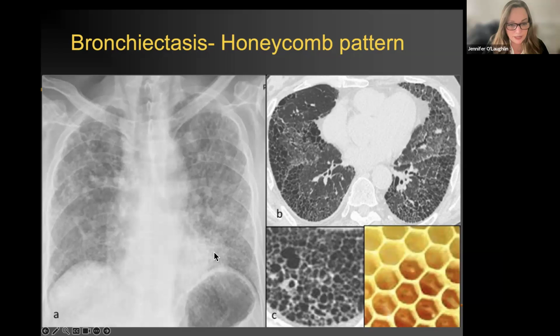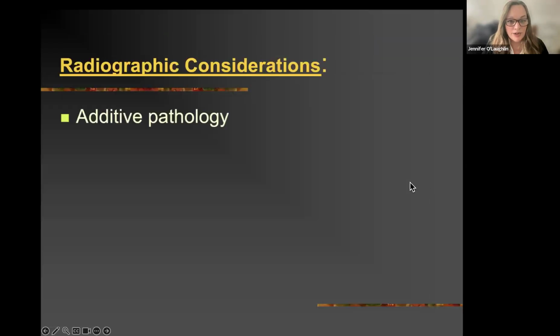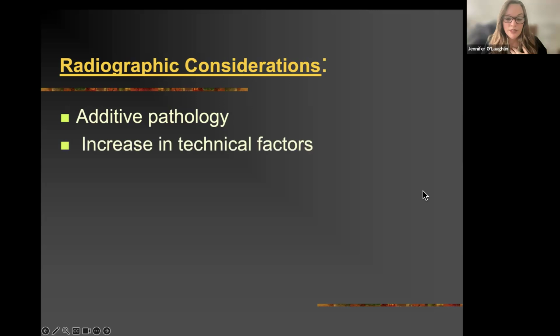Okay, so keep this X-ray in mind. And now let's talk about radiographic considerations. It is an additive pathology. Even though we're getting these widened air-filled spaces, that destructive pathology doesn't overcome the increased interstitial markings, the thickening of the bronchial walls. So it's still an additive pathology, so you still need to increase your technical factors.